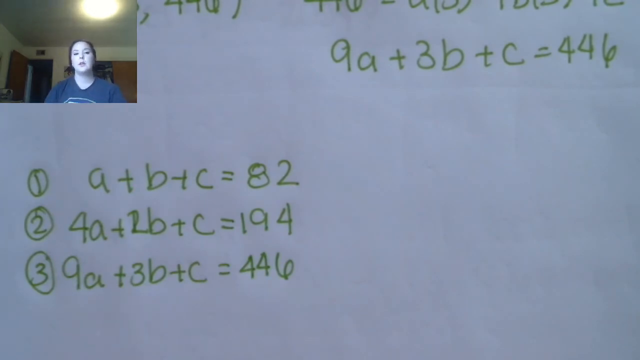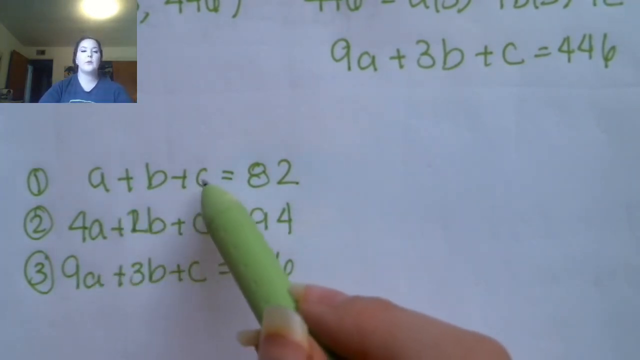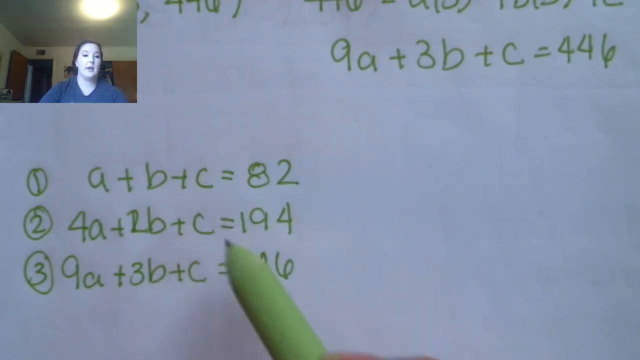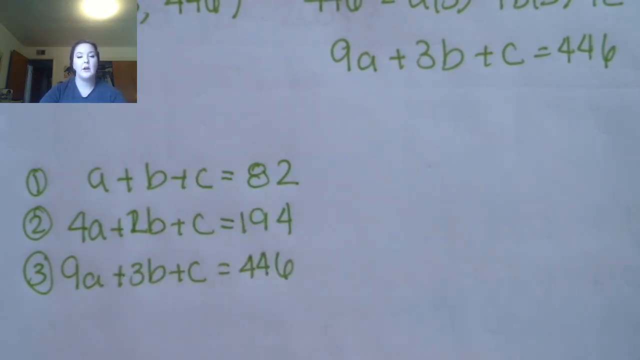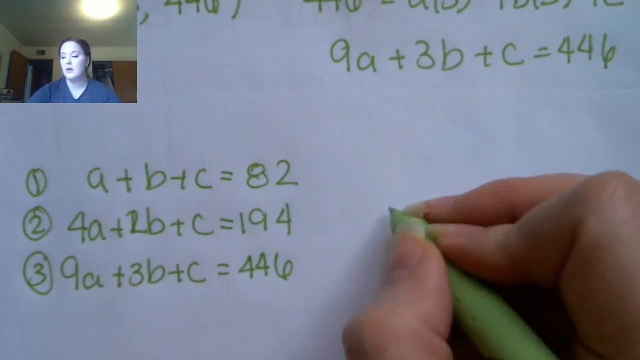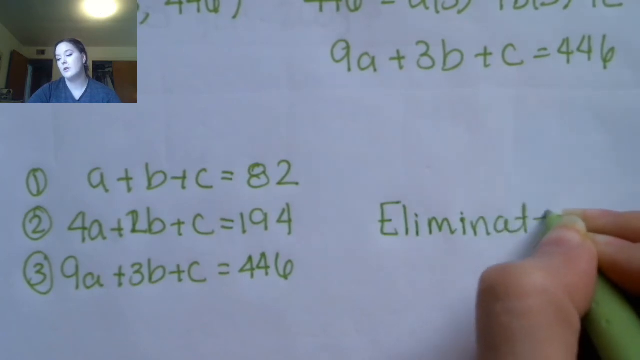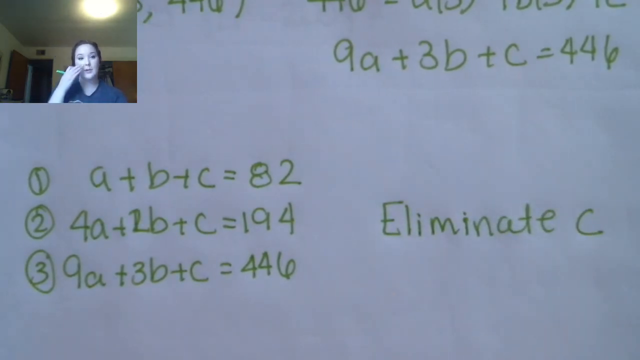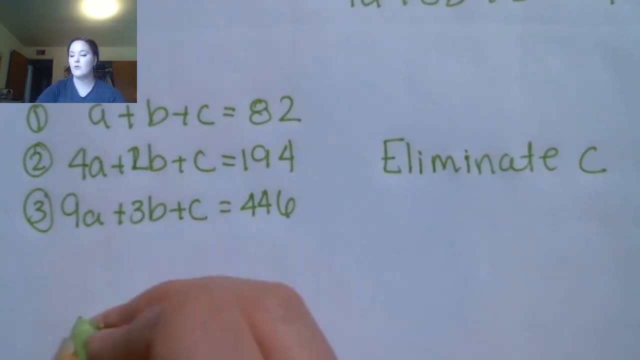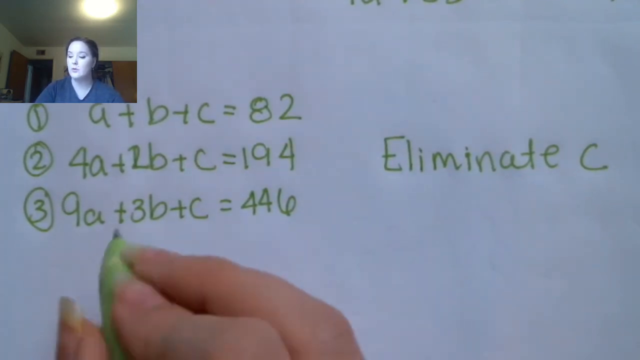Okay, so because the only one with coefficients where they're all like the same is c, I think that one is going to be the easiest one to eliminate. Okay, so my choice is to eliminate c. Okay, and I'm going to do that in 2 pairs of equations. So first I'll just do it in 1 and 2.